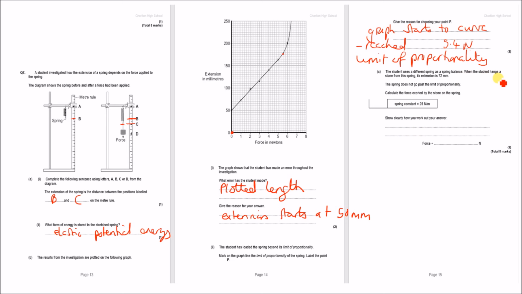The next question: when the student hangs a stone from this spring, its extension is 72 millimeters. Again, this has to be in meters, so be very careful. We're after the force, that's equal to k times e. The spring constant is 25, which is k, and then we multiply that by the extension in meters. There are 1,000 millimeters in a meter, so we divide 72 by 1,000, which gives us 0.072. We multiply 25 by 0.072, and that gives us 1.8 newtons.